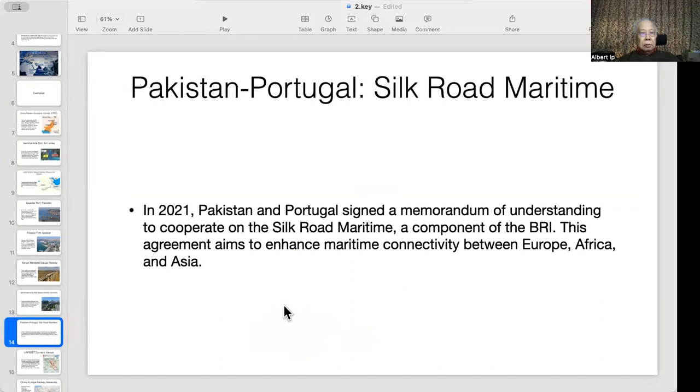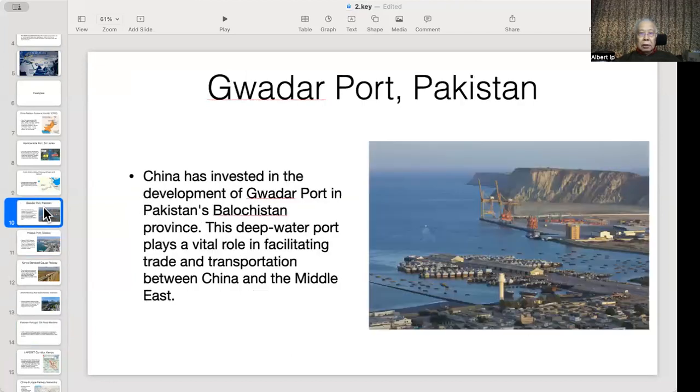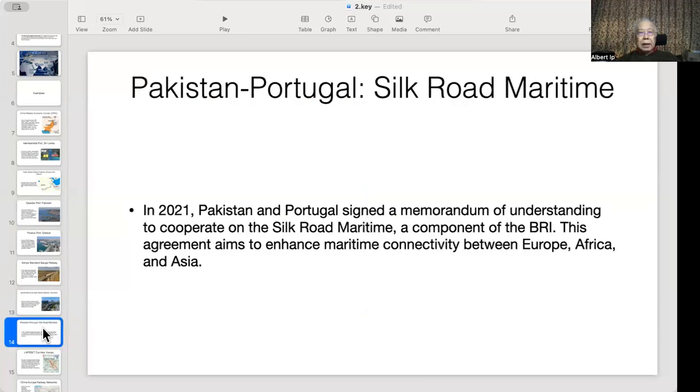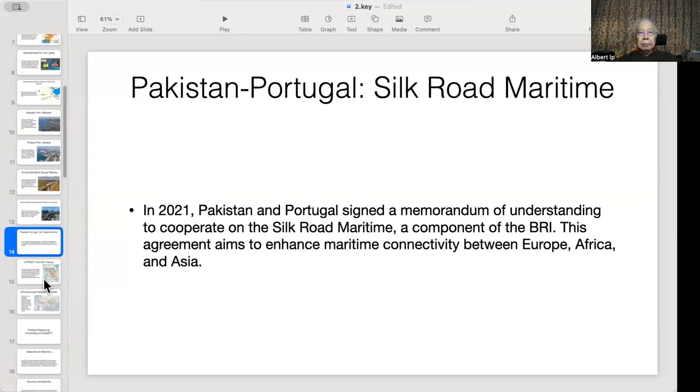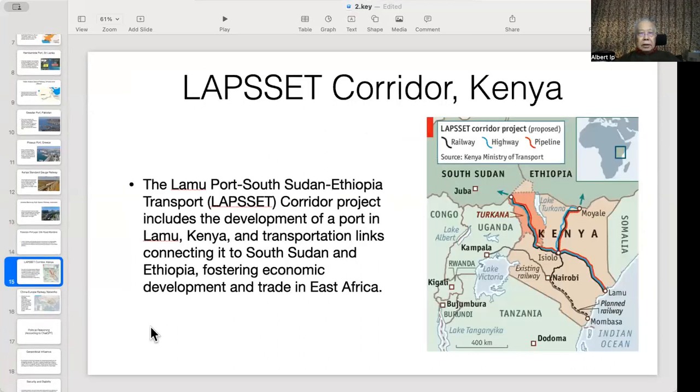Pakistan, Portugal, Silk Road Maritime, again with Ghana Port. With Ghana Port, it is now possible to connect Pakistan with the rest of Europe through a shipping arrangement. Again, there's another corridor in Kenya, and this corridor is mainly for economic development. It consists of railway, high-speed highway, as well as pipelines.